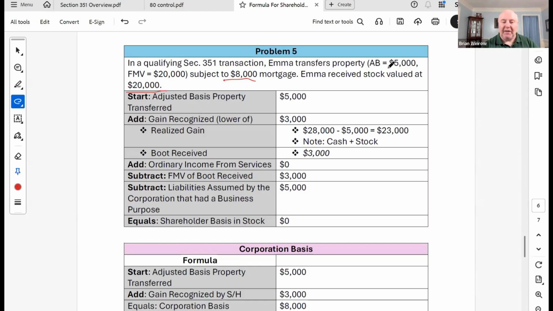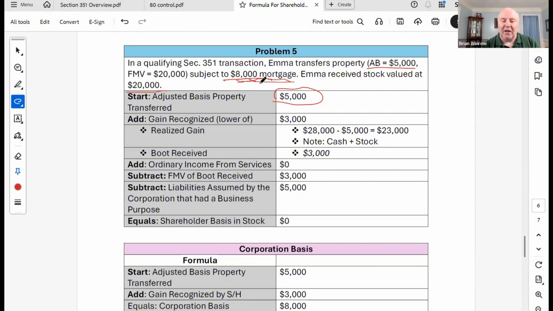We have our adjusted basis here of $5,000. So let's take that $5,000. And now what we have to do is figure out the lower of realized gain or boot received. Now let's see something here, y'all. Let's just see something. Our adjusted basis is 5,000, but look at our liability.